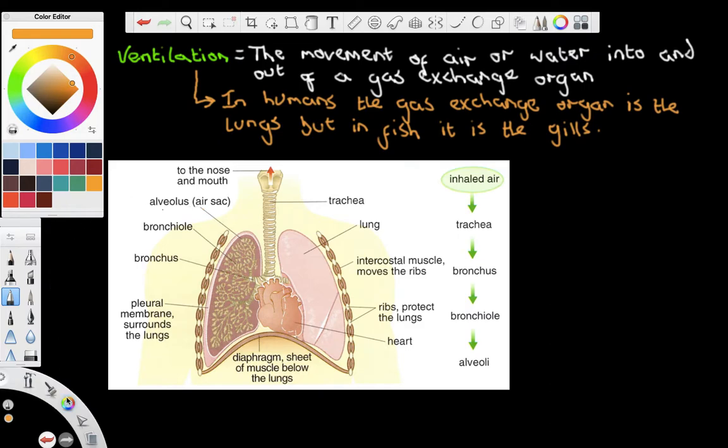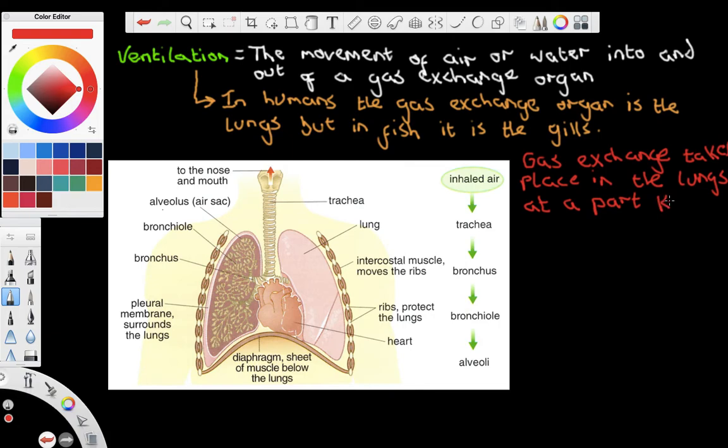So we can say, in fact, before I move on and say anything else, that gas exchange takes place in the lungs at a part known as the alveoli in humans. And we'll talk more about that in detail later.